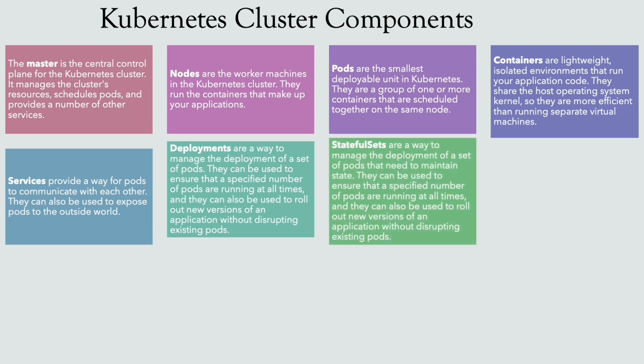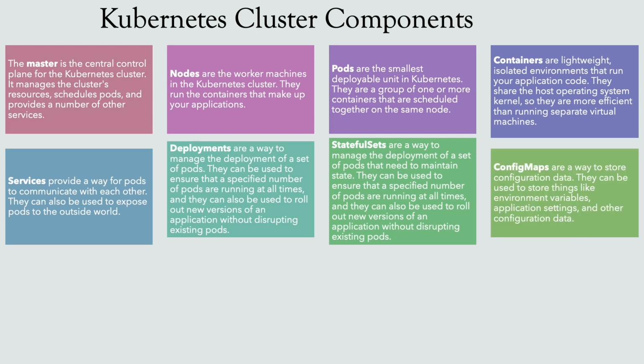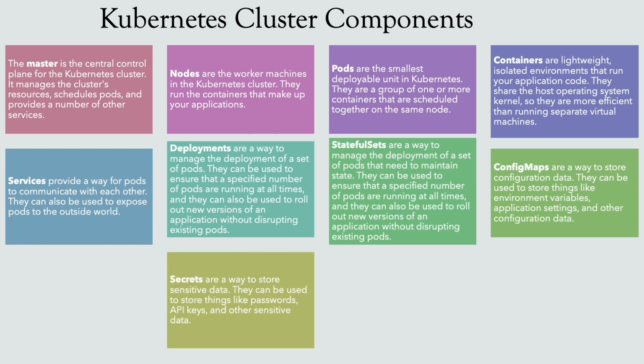StatefulSets are a way to manage the deployment of a set of pods that need to maintain state. They can be used to ensure that a specified number of pods are running all the time, and they can be used to roll out a new version of an application without disrupting existing pods. ConfigMaps are a way to store configuration data. They can be used to store things like environment variables, application settings, and other configuration data. And Secrets are a way to store sensitive data. They can be used to store things like passwords, API keys, and other sensitive data.